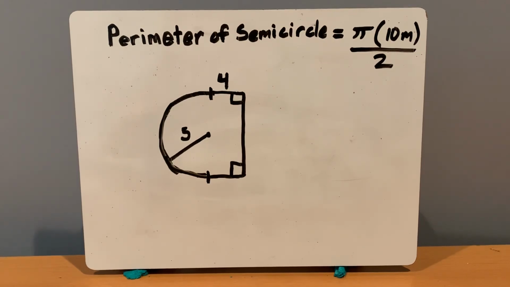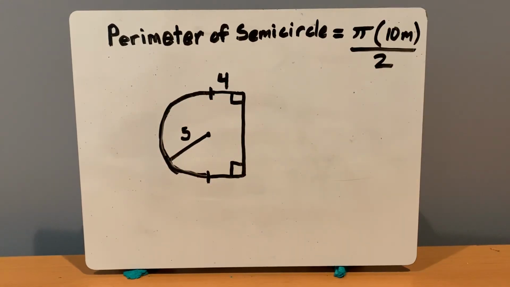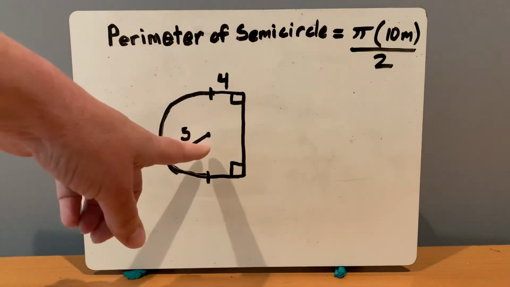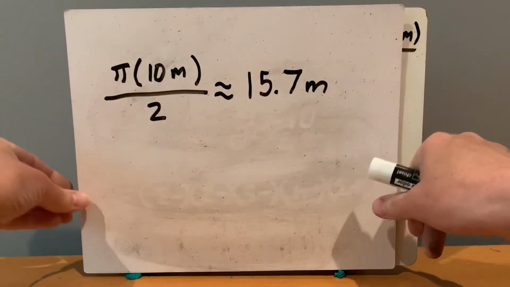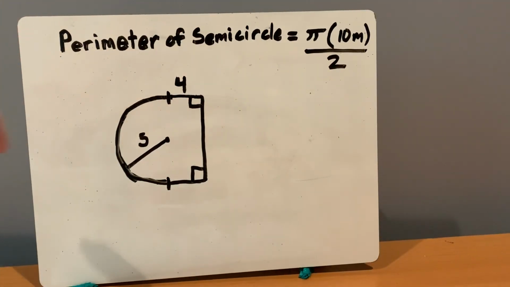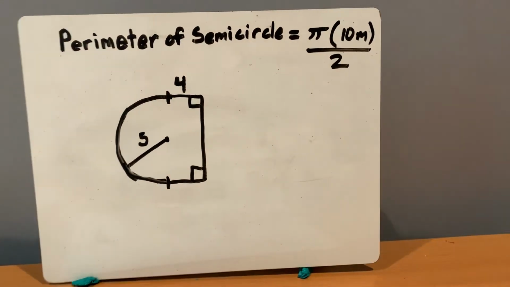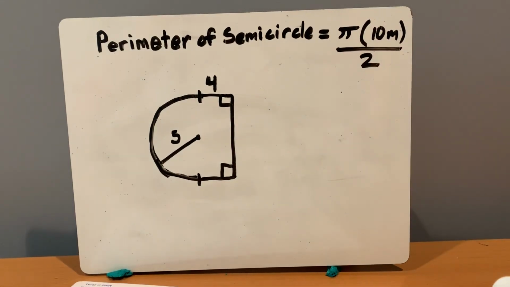Now the perimeter of the semicircle is half the perimeter of a circle whose diameter is 10. So we see this part right here is a semicircle, where the whole circle would have a radius of 5. So we will find the perimeter of a circle that has a diameter of 10, and we will divide it by 2. Let me point that out. I have the perimeter for a semicircle up here. As you see, the perimeter of the semicircle is pi times 10 meters divided by 2.